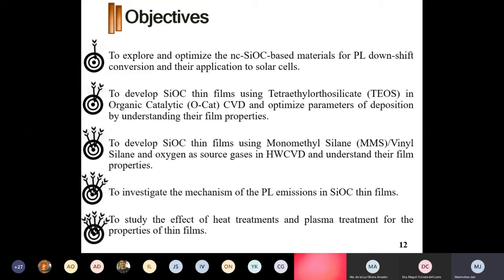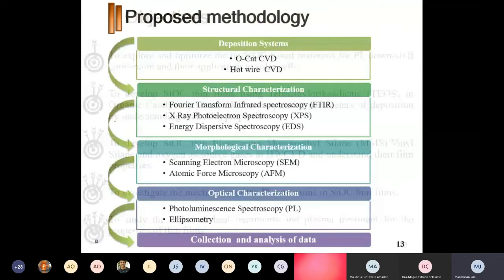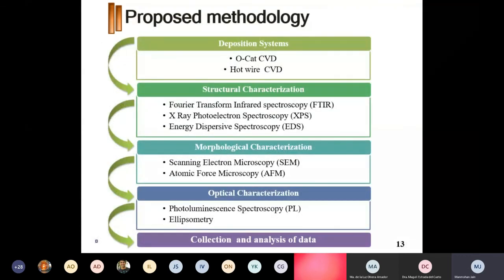After this, we also need to investigate the mechanism of the PL emission in the silicon oxycarbide thin films. And in the end, we need to also study the effect of heat treatments and plasma treatment on the properties of thin films. So this is my proposed methodology.